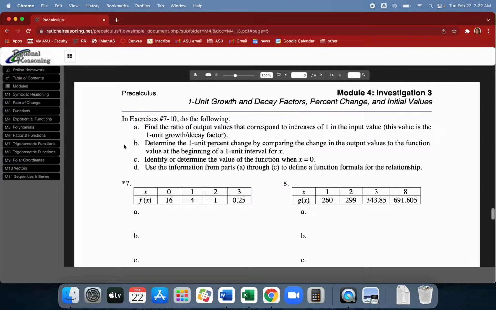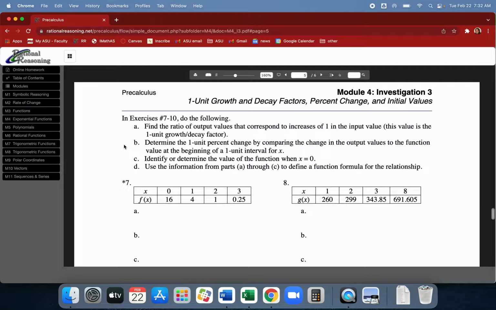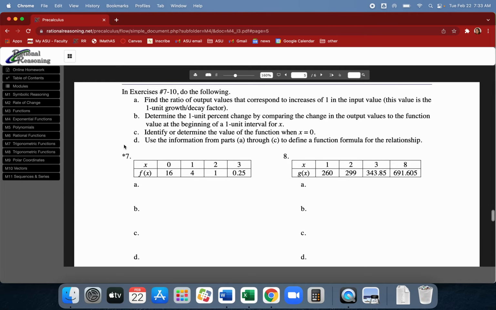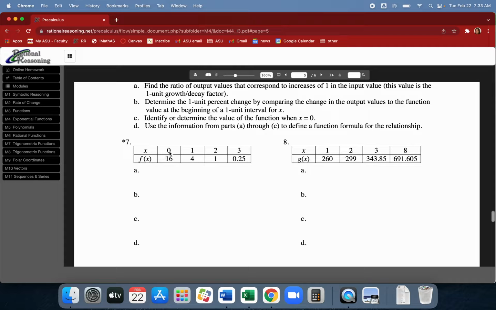So questions 7 through 10 ask you to do 4 different things. Find the ratio of output values, a 1 unit percent change, find the value at 0 for number 8 where it doesn't tell you, and write a function formula. So in number 7, I've got a function that goes through 0, 1, 2, 3 x values, and we have the corresponding y values, or output values, 16, 4, 1, 0.25.